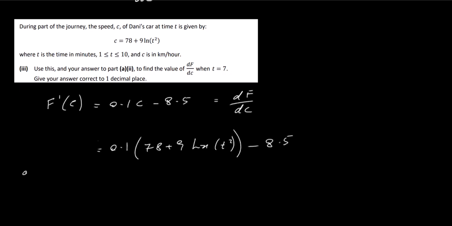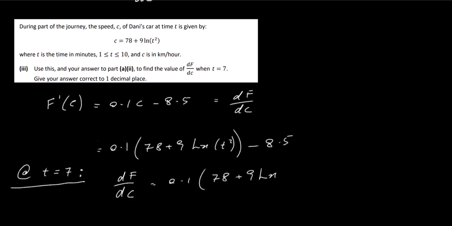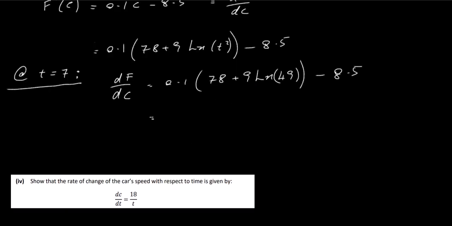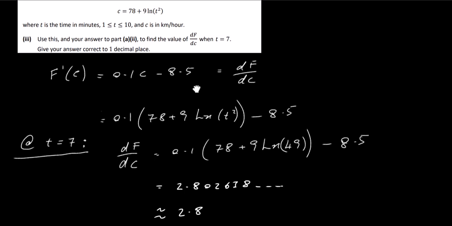Now then, at t is equal to 7, we've got dF/dC is equal to 0.1 times 78 plus 9 log 7, which we have to square, so that's 49, minus 8.5. So when you do that, you get 2.802638 and so on, and that's approximately equal to 2.8 to 1 decimal place. I think we have to do this to 1 decimal place.